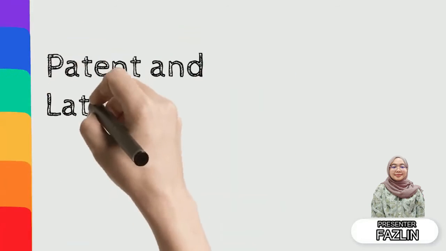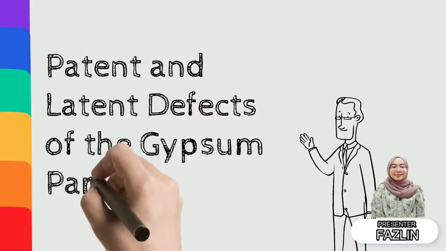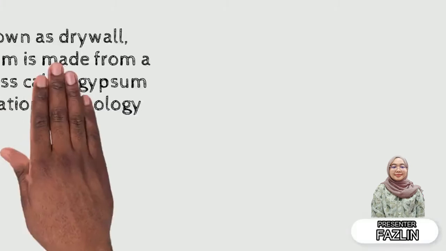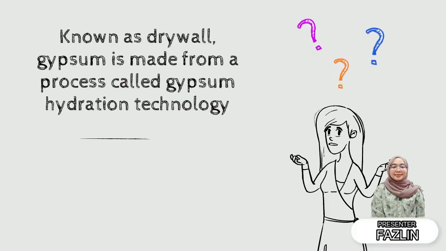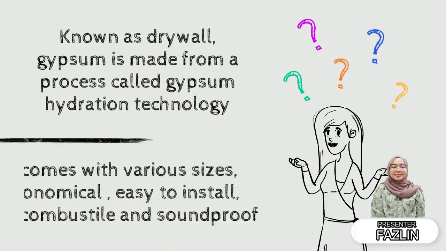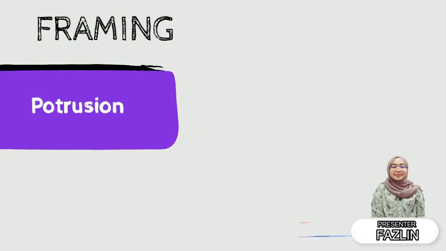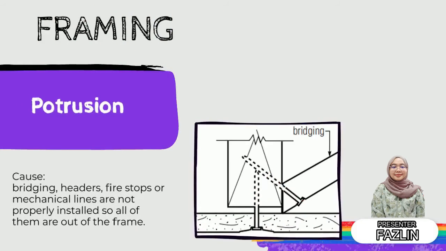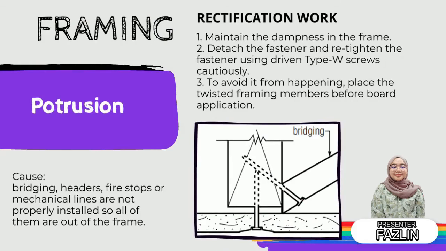Pattern and latent defects on gypsum partition. Known as drywall, gypsum partition is made from a process called gypsum hydration technology. Firstly, one of the defects for framing is protrusion. The reason for this defect is that bridging, headers, fire stops or mechanical lines are not properly installed, so all of them are out of the frame.